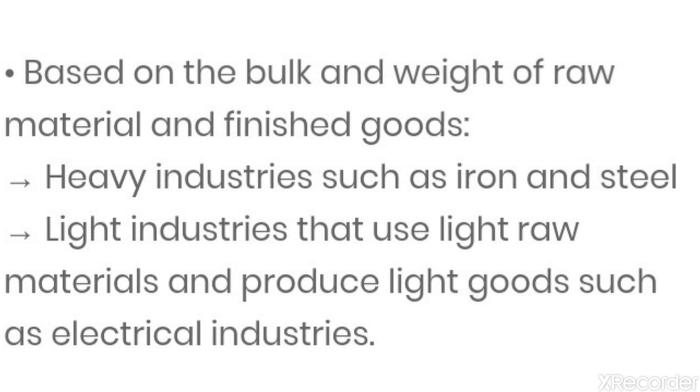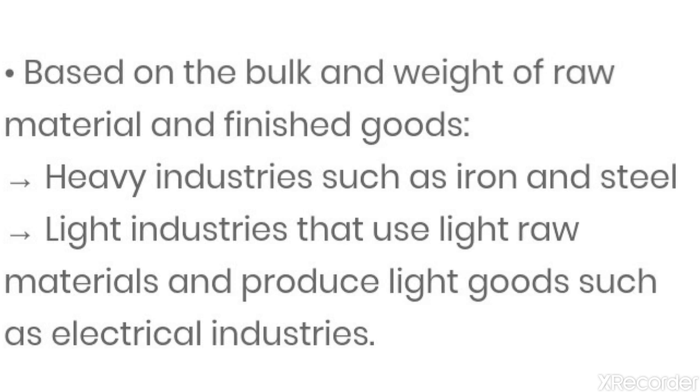Example: the iron and steel industry. The iron and steel industry uses iron ore. Iron ore is heavy in nature as a raw material, and the iron and steel produced is also heavy in nature. So those industries which use heavy raw materials and produce heavy finished goods are called heavy industries.